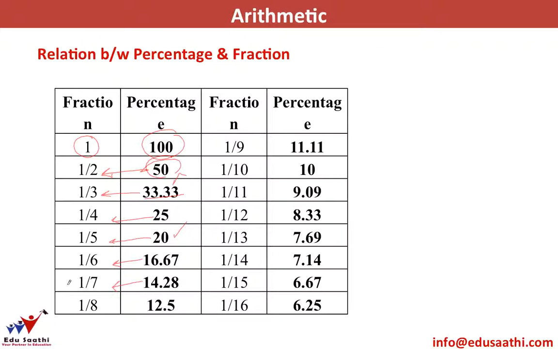14.2%, 1 by 7th. 1 by 8th can also be written as 12.5. 1 by 9th can also be written as 11.11. 1 by 10th is 10%. 1 by 11 is 9.09. And so on. So if you want to remember, you can remember these things. However, you already have a calculator with you.